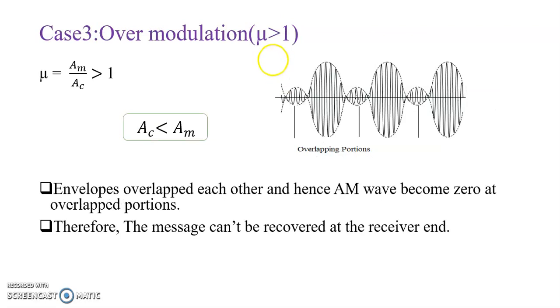And the third case is over modulation. Over modulation means mu greater than 1. At this condition amplitude of the carrier will be lesser than AM. So in this case both sidebands are colliding with each other, which will lead to message waste. So information loss will happen at these colliding points. So at the receiver side it is impossible to recover the message signal.